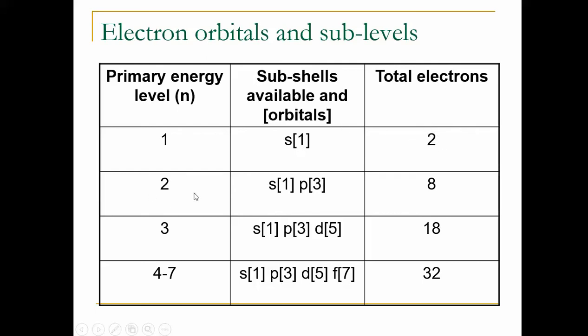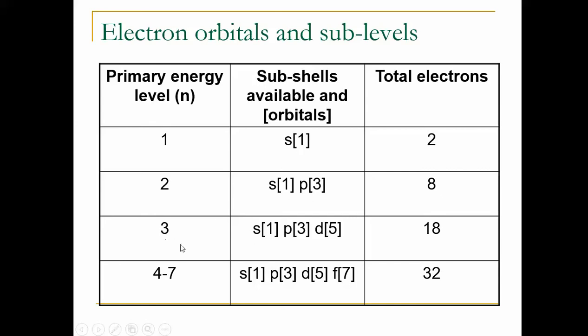In the second primary energy level, there is an s sublevel, which has 1 orbital. That's what the bracket means. There is a p sublevel, which has 3 p orbitals. Orbitals hold 2 electrons maximum, so 1 plus 3 is 4 orbitals, times 2, so 8 total electrons can fit in the second primary energy level.